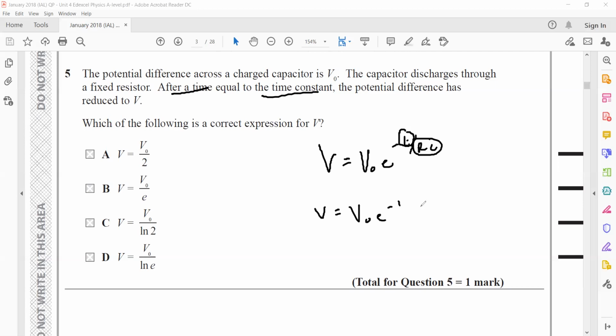And if it is minus 1, I can move this into the denominator. So I can write e raised to power 1. So which one does it match with? V is equal to V naught e raised to power 1. So it matches with option B.